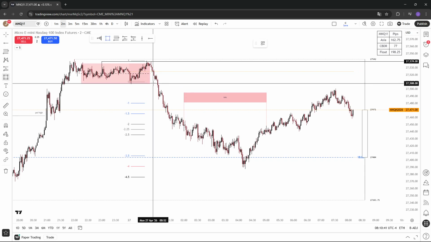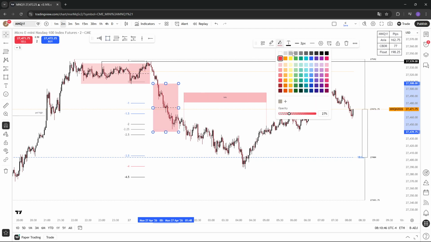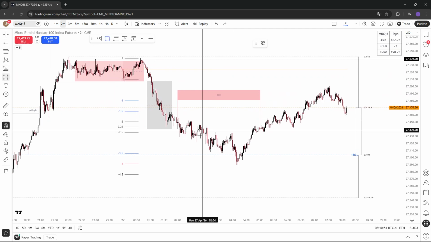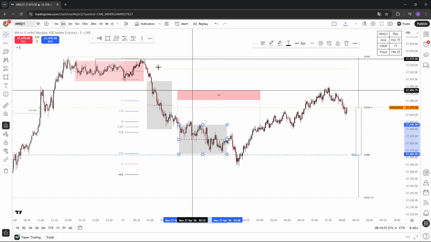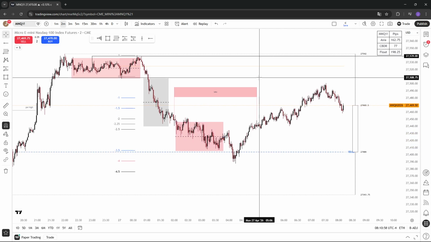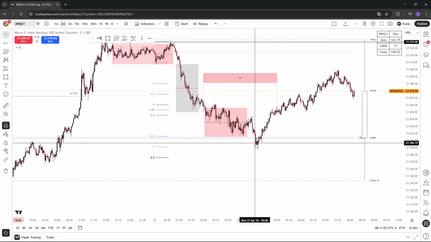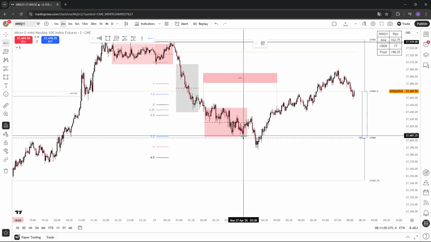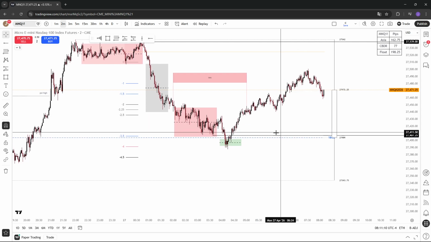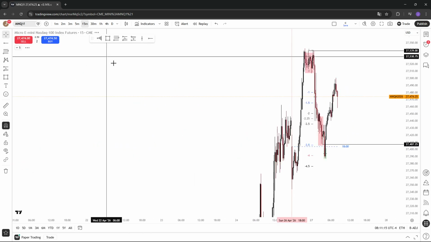You can see we had our manipulation. In this case it's our first distribution, since we are going lower. This is our first distribution phase. After that you can see right here on a lower time frame we are starting to accumulate again. So you can see we accumulate, bam, we go a bit lower to take out these accumulation lows, and this is our manipulation.